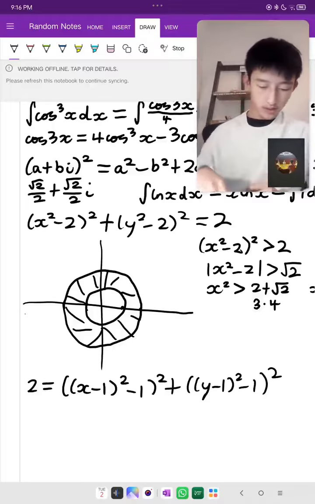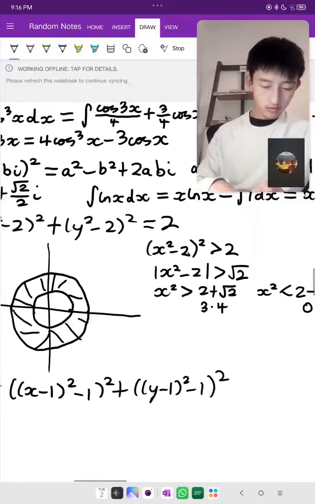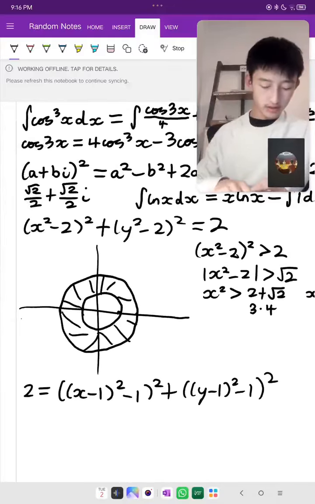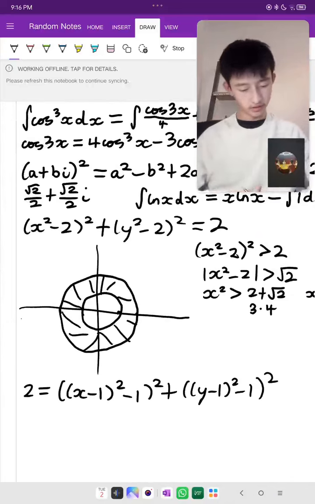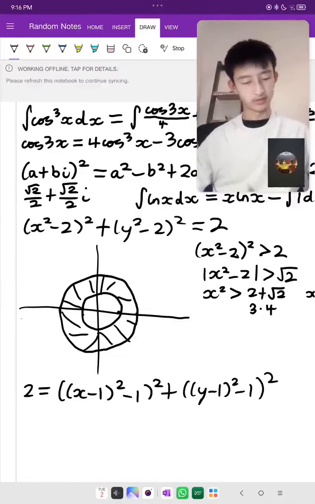Okay. Well, root 3 is going to be less than the square root of 3.4. Haven't I said that? I'm not really sure. I'm going to move on.